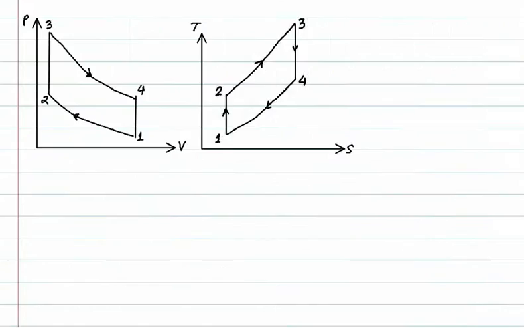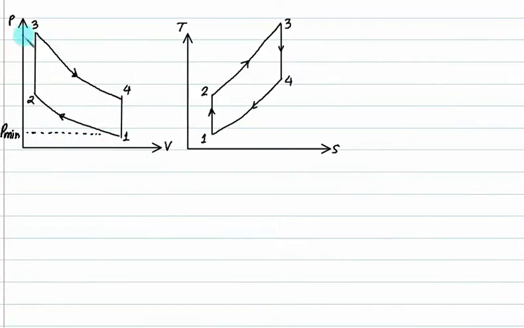So some quick facts about the Otto cycle and diesel cycle. The lowest pressure is P1, the highest pressure is P3, the highest temperature is T3, the lowest temperature is T1. Point 1 represents the start of compression, point 2 represents the end of compression and start of heat addition, point 3 represents the end of heat addition, 3 to 4 is called the power stroke or expansion, and 4 to 1 is called heat rejection at constant volume.